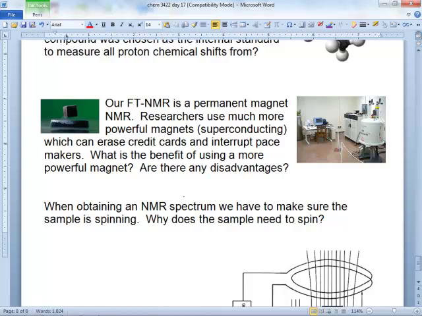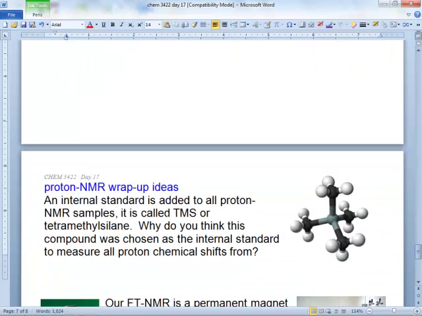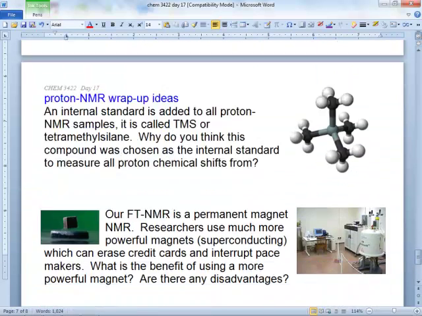What is the benefit of using a more powerful magnet? Interrupt pacemakers. That's not a benefit. All right? Well, the benefit is it splits the signals to be further apart. Further apart, big time, right? It's resolution. Resolution is the key. So with ours, we can do some simple things, but we don't have the resolution. All the simple stuff has been done if you're talking about research.